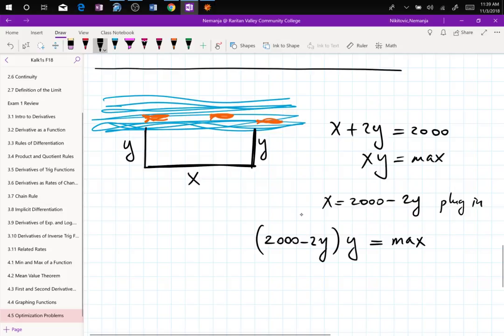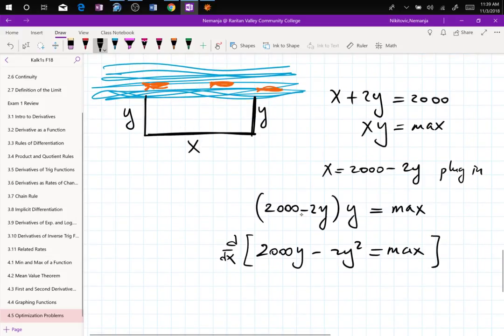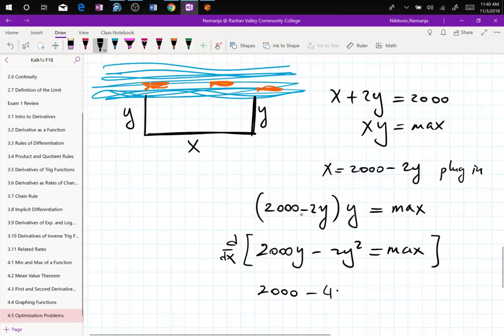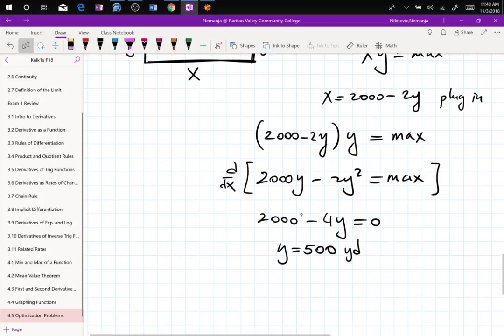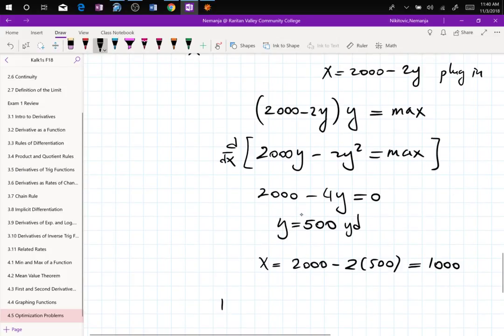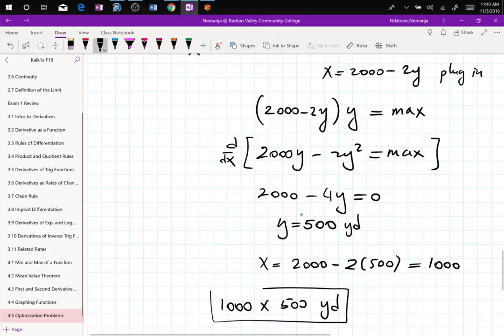Okay, so that's 2000y minus 2y squared equals a max. We differentiate. We get 2000 minus 4y equals 0. y equals 500 yards. But now when you plug 500 into x, you will get 1000. So x equals 2000 minus 2 times 500, which is 1000. So now the dimensions are 1000 by 500 yards for the configuration when the river is there.